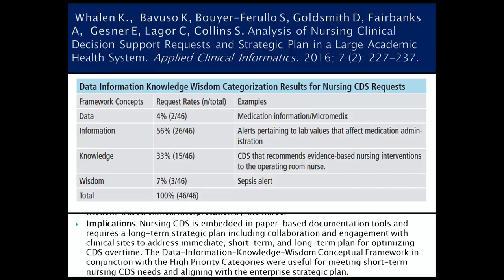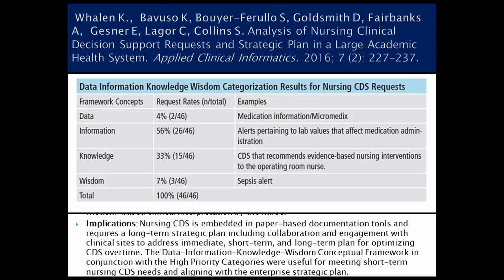Let's see. And so this table shows you that the majority of the clinical decision support related to alerts, and an example would be lab values that affect medication administration. So this was a really nice descriptive study that shows the types of clinical decision support related to nursing practice.